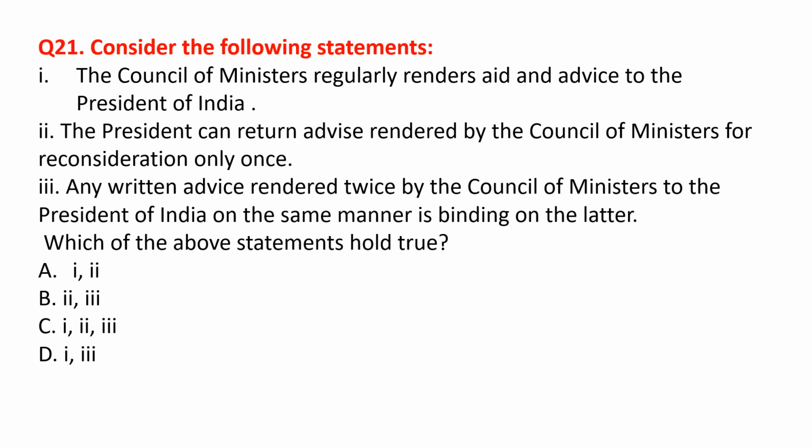Consider the following statements. The Council of Ministers regularly renders aid and advice to the President of India. This is correct. The President can return advice rendered by the Council of Ministers for reconsideration only once. This is also correct. Any written advice rendered twice by the Council of Ministers to the President of India on the same matter is binding on the latter. This is also correct. So the correct option for this question is option C.